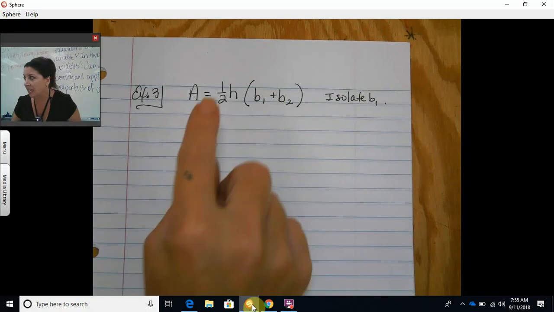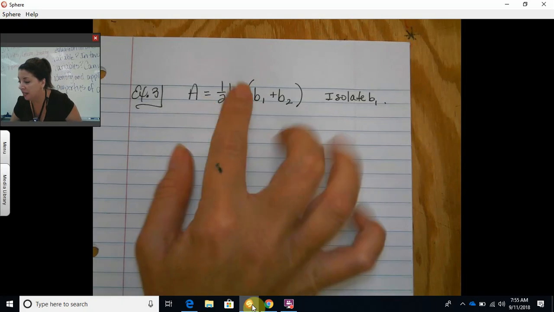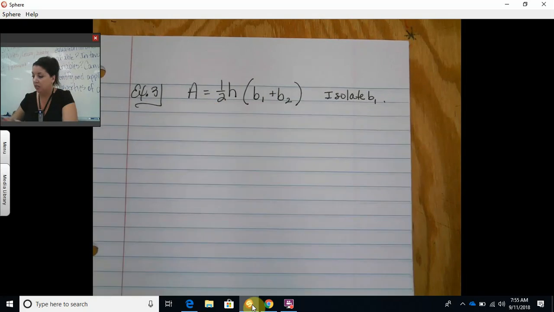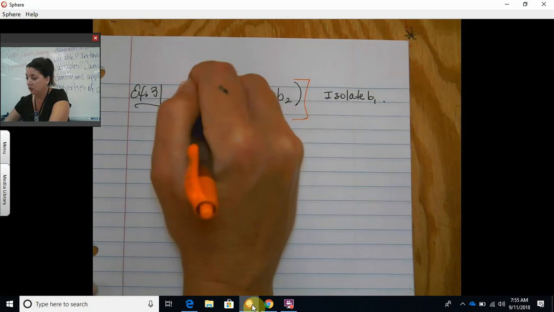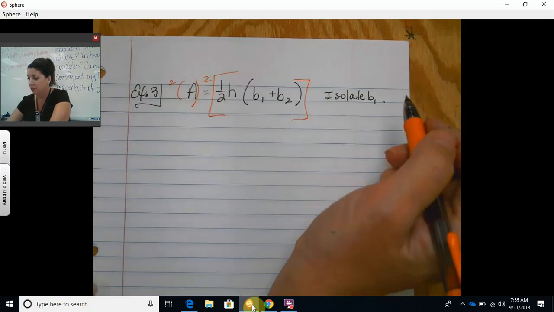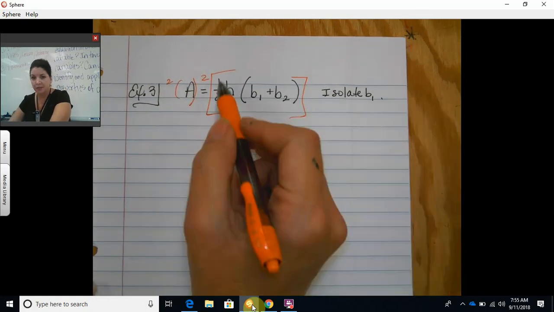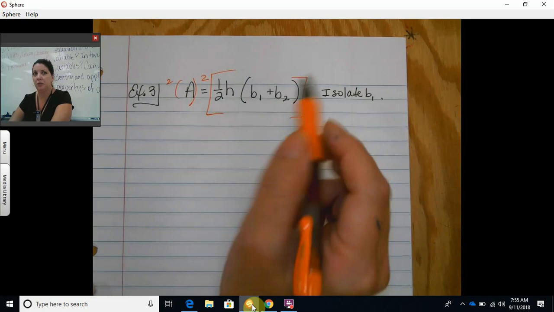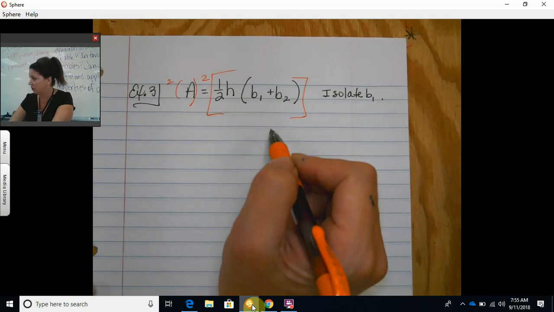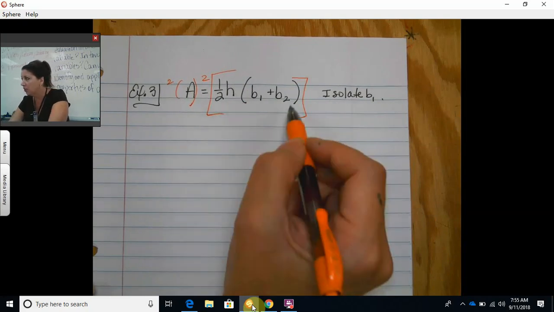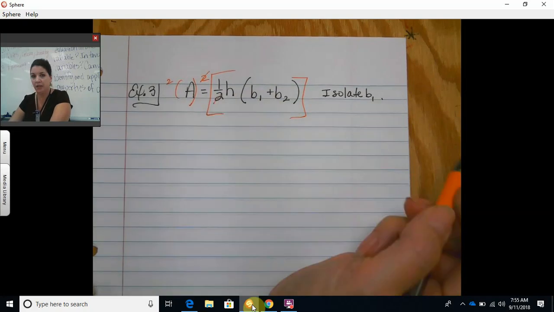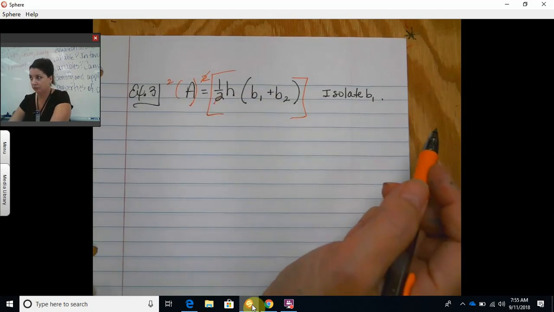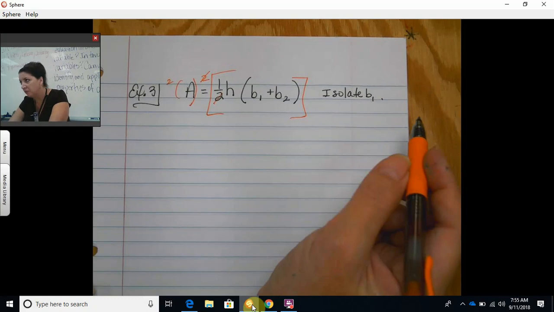So I could easily clear this fraction right now, because this is all one term, just by multiplying this whole thing by 2, and of course the A by 2. I don't multiply 1/2 times 2 and h times 2 and base of 1 times 2 and base of 2 times 2. I don't do that. This is all one term, so I multiply the whole thing by 2 and it will just cancel that out. Did you have a question? Or are you going to tell me that? Sorry.